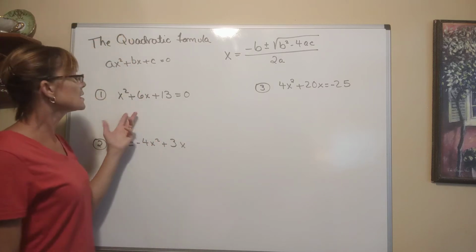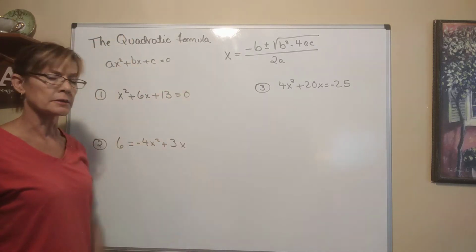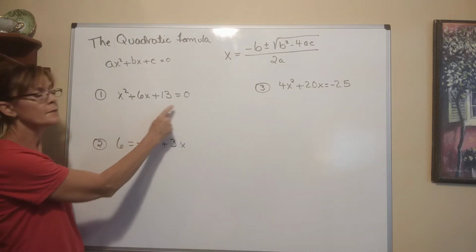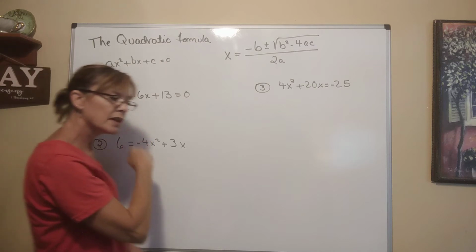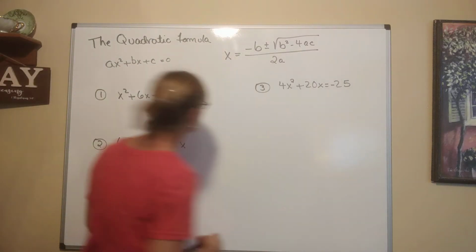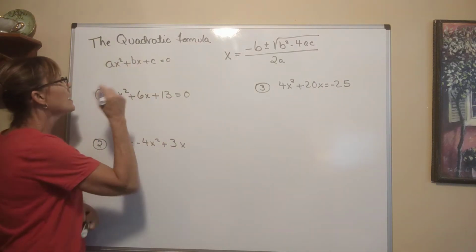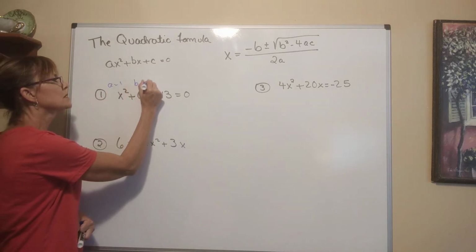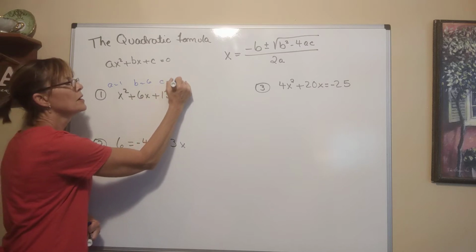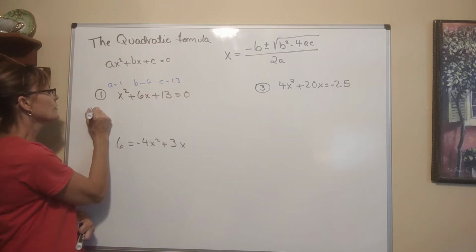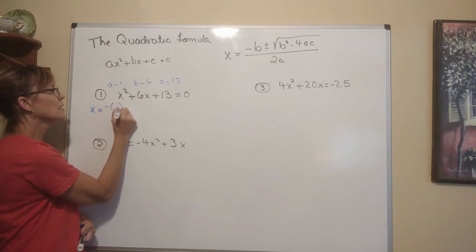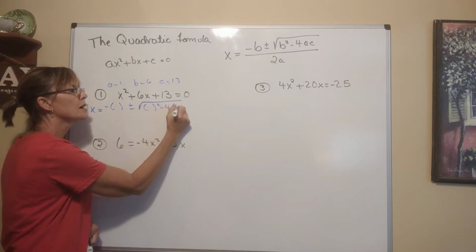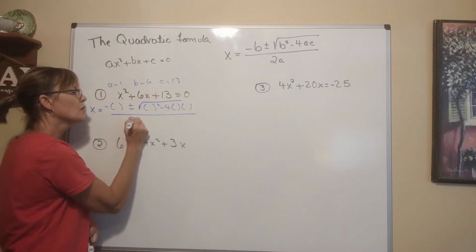All right, so let's solve number one using this formula right here. First you say, hey, is this in standard form? And it is. And so you say, what is the leading coefficient? What is a equal to in this case? For number one, a is equal to 1, b is equal to 6, and c is equal to 13. So to solve, x is going to equal negative b plus or minus the square root of b squared minus 4 times a times c, all over 2 times a.